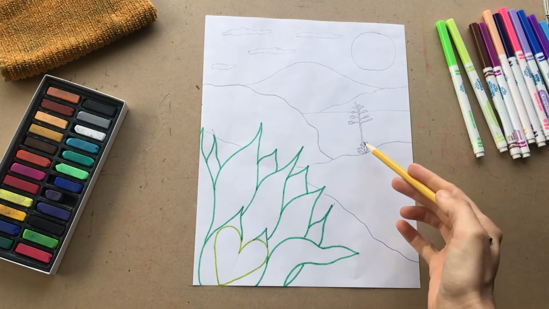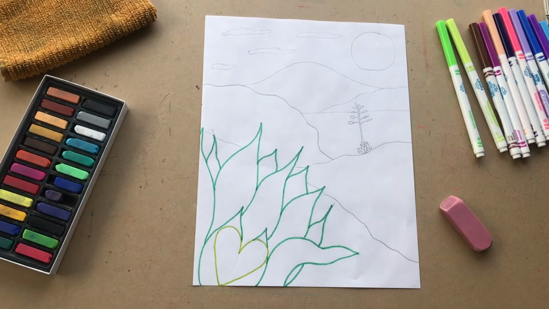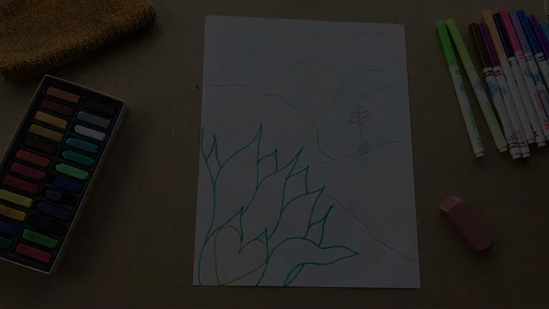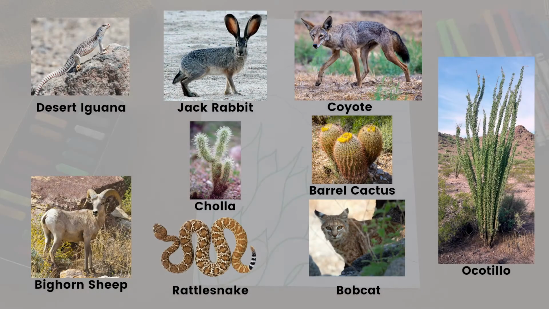Now that we know what flora and fauna are, let's draw some into our desert scene. Here are some options of flora and fauna to add to your Anza Borrego desert scene. I'll add just a couple of them, but please feel free to pause this video and draw your own plants and animals from any of these photos.